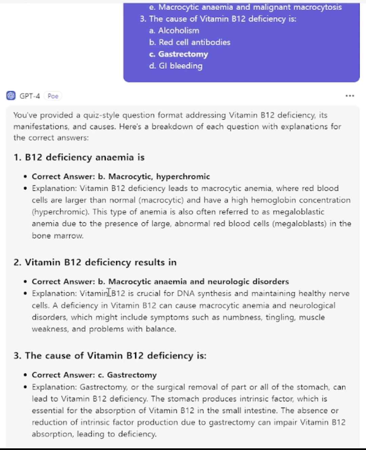3. The cause of vitamin B12 deficiency is: the correct answer is gastrectomy. Explanation: Gastrectomy, or the surgical removal of part or all of the stomach, can lead to vitamin B12 deficiency. The stomach produces intrinsic factor, which is essential for the absorption of vitamin B12 in the small intestine. The absence or reduction of intrinsic factor production due to gastrectomy can impair vitamin B12 absorption, leading to deficiency.